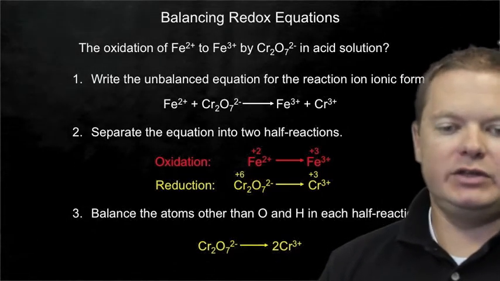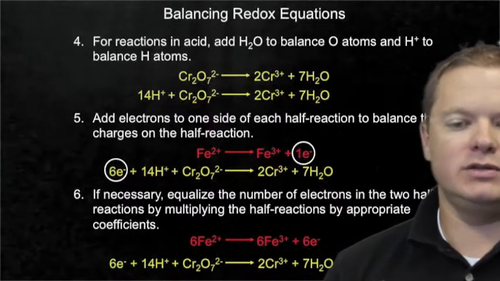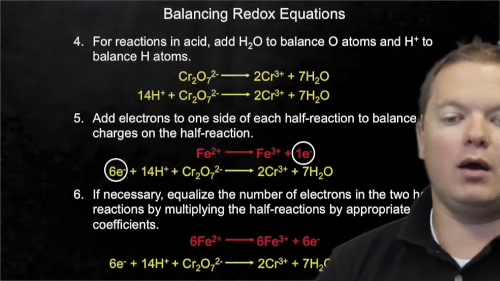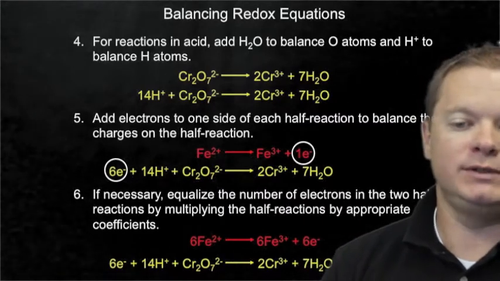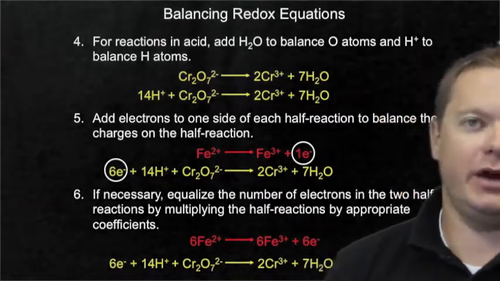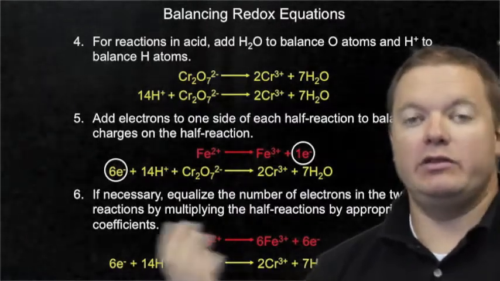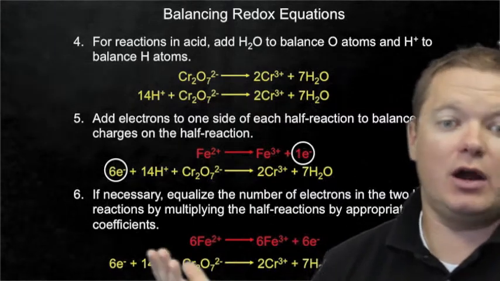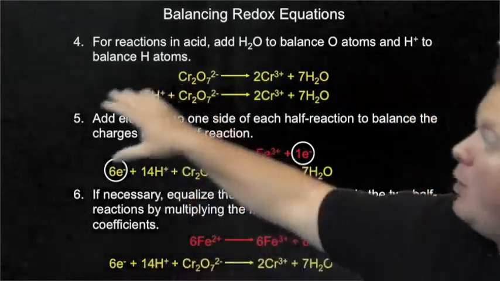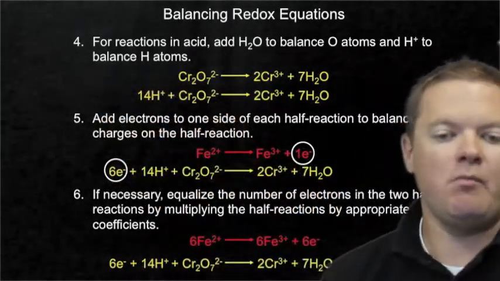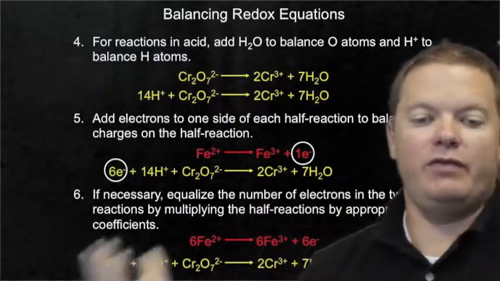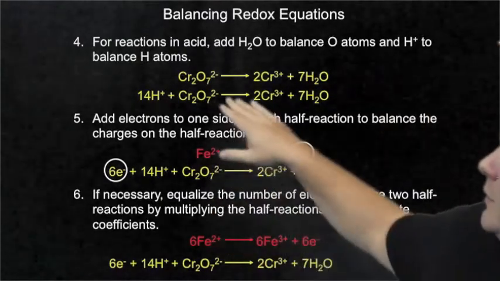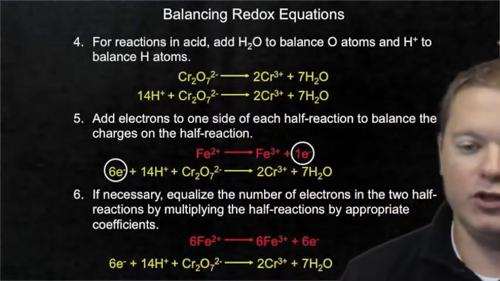The next step is that for reactions, it says acid here, but I suggest in all reactions, you add water to balance out the oxygen atoms, and then H+ to balance out the hydrogen atoms. So again, the oxidation is completely balanced already. There's no oxygen or hydrogen in there, so we're going to ignore it for now. But we do have this chromium. In one side we have oxygen, in the other we don't. So we have 7 oxygens as reactants, which means we have to add 7 waters to the product.